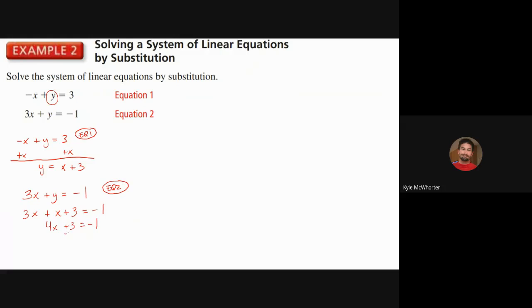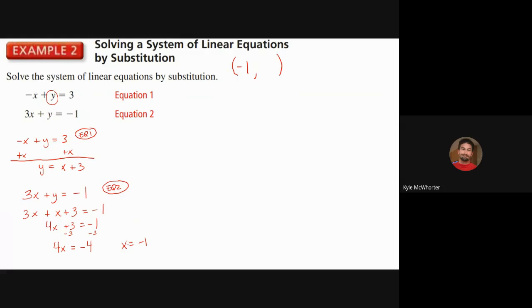Subtract 3 from both sides. We get 4x equals -4. And if we divide both sides by 4, we're going to get x equals -1. So we know the x value, or x coordinate of our ordered pair solution.